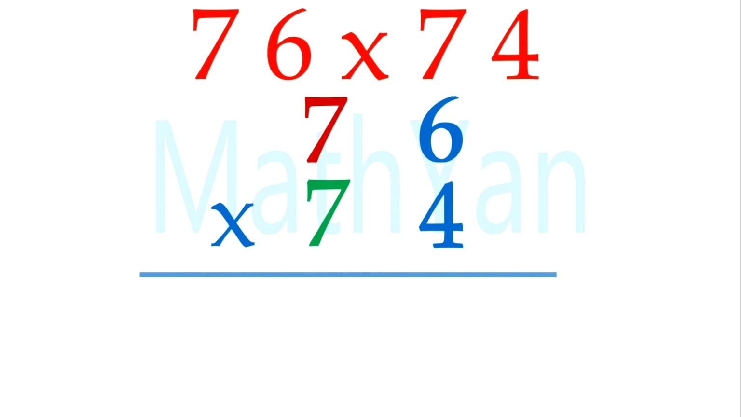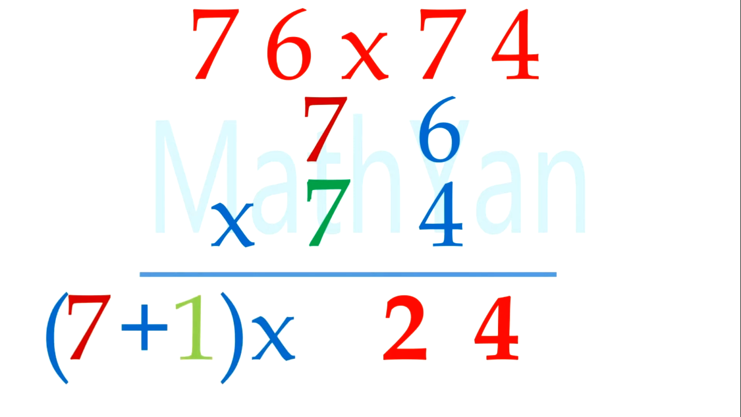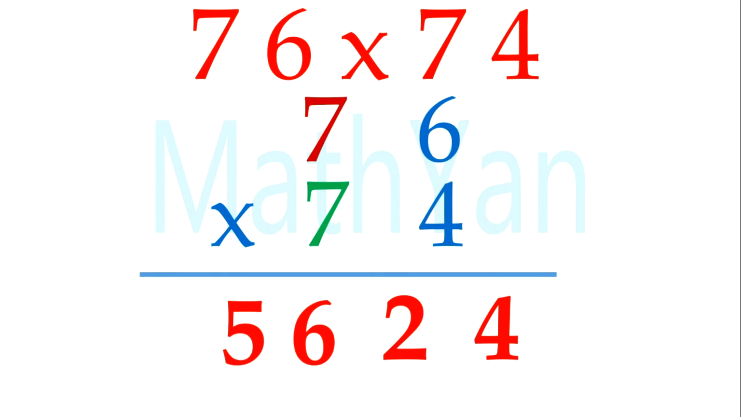Try again, another one. 76 times 74. So you see, 6 plus 4 is equal to 10. So 7 equals 7. So 6 times 4 is equal to 24. For the 7, remember, plus 1. Then multiply with the 7 below. So 7 plus 1 is 8. 8 times 7 is 56. So it's 5, 6, 2, 4. So 76 times 74 is 5,624. This is the first type.